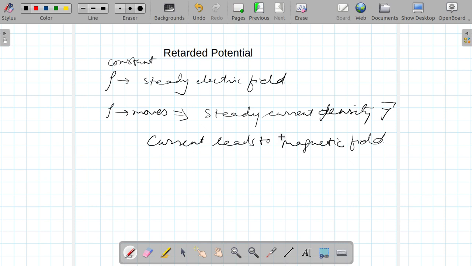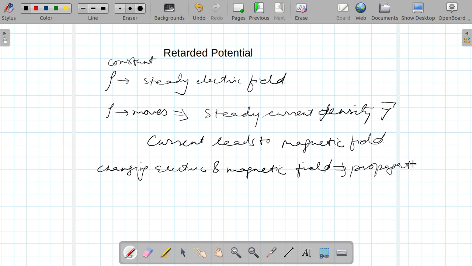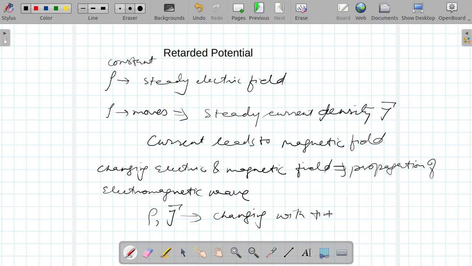So that means changing electric and magnetic field. If we talk about changing electric and magnetic field, then this leads to the propagation of electromagnetic wave. That means both rho and J are changing with time and lead to the acceleration of the charge. So that means we have to consider the time dependence of rho and J.